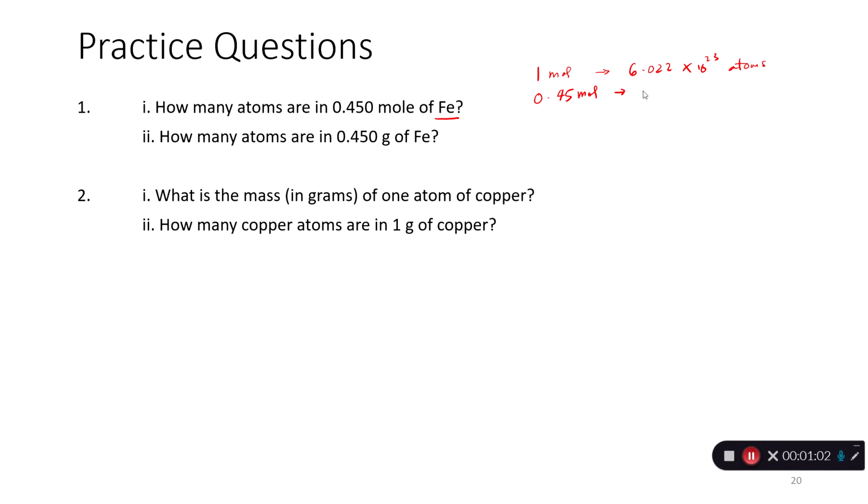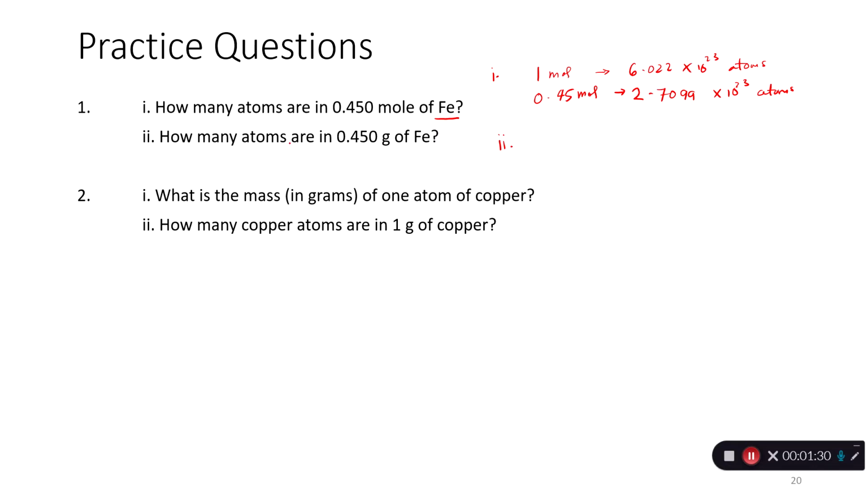So that will be 2.709 times 10 to the power of 23 atoms. Okay, this is for number 1. So for number 2, yes, it is specific to the iron atom.